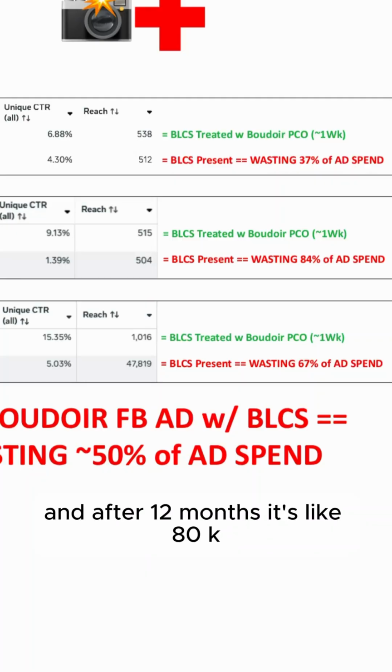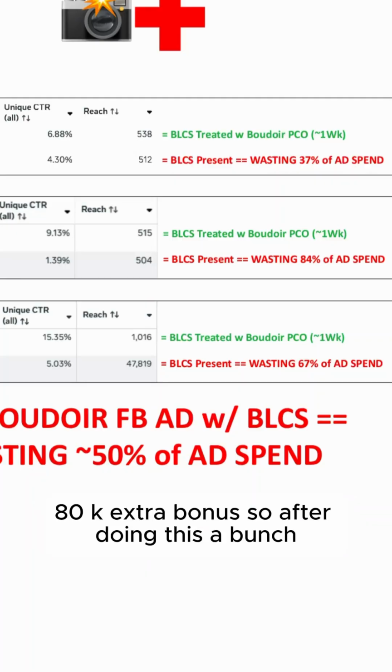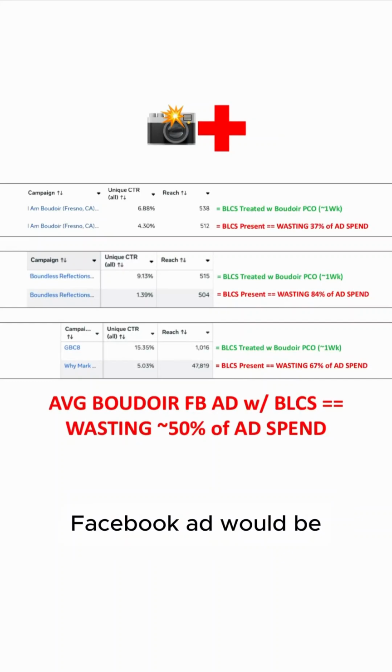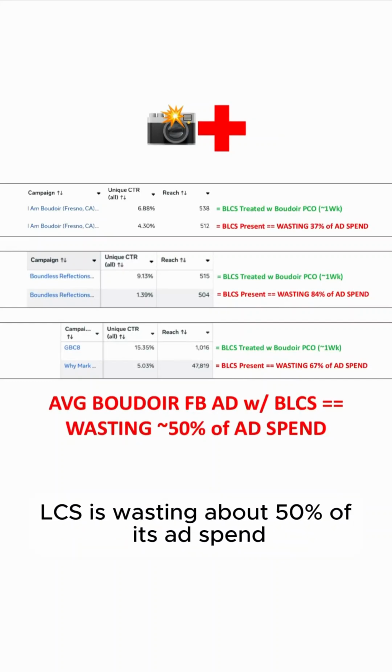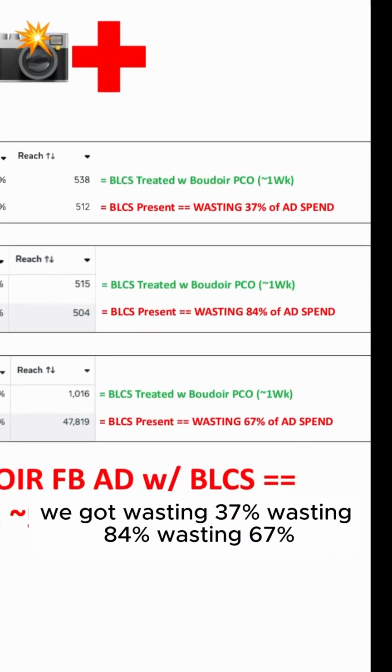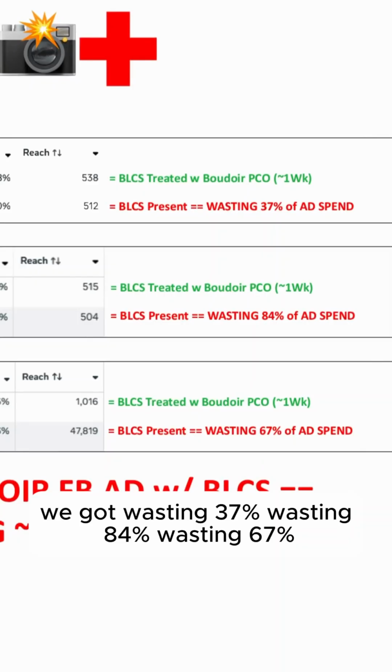And after 12 months, it's like 80K extra bonus. So after doing this a bunch, we found out the average Boudoir Facebook ad with BLCS is wasting about 50% of its ad spend. And as a result, look at these numbers right here. We got wasting 37%, wasting 84%, wasting 67%.